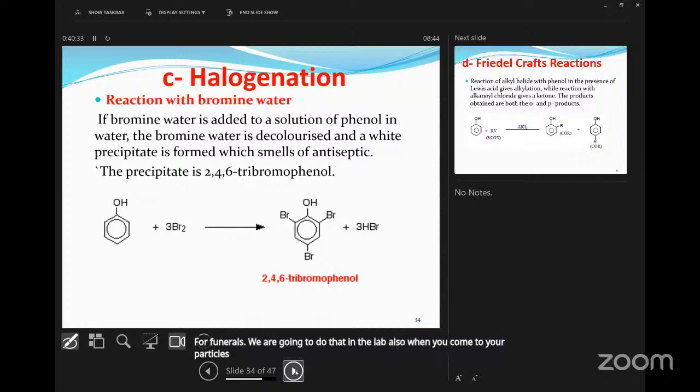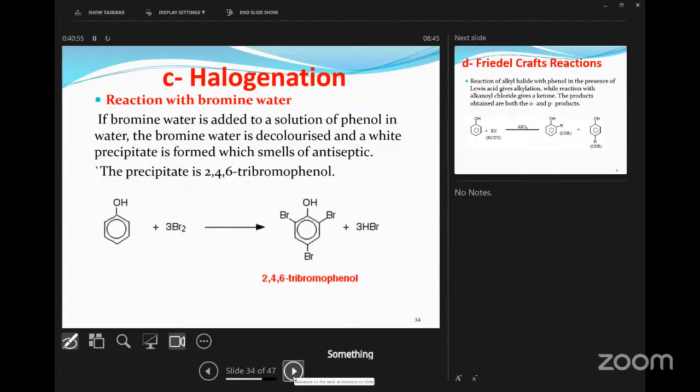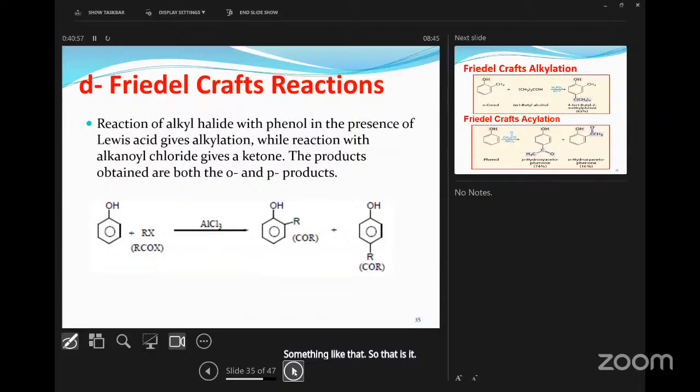Test for phenols using bromine water, because there is a color change that we see, and we know that a precipitate has been formed, and that precipitate is a white precipitate which smells like an antiseptic lotion. I believe all of us know how antiseptic lotion smells, like Dettol, something like that. So that's it. Most of these processes are what they use in industries to produce so many things that are useful to us.